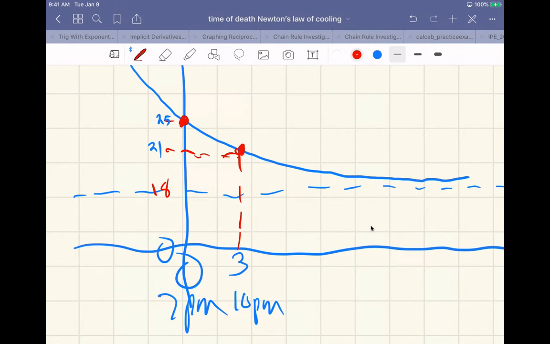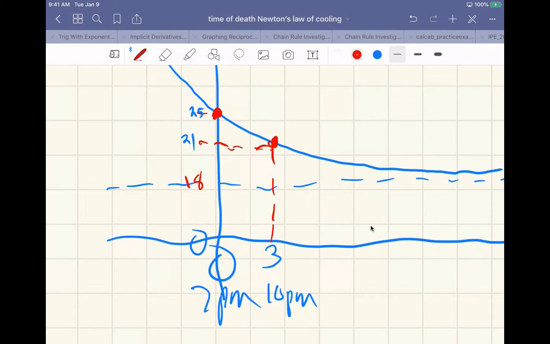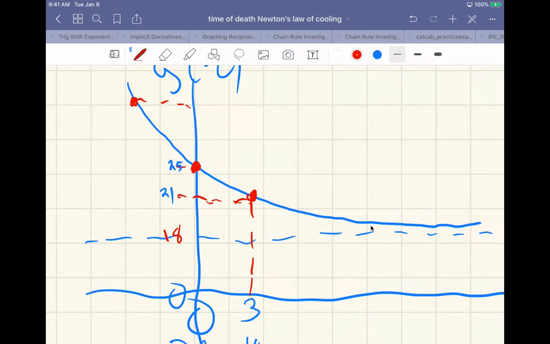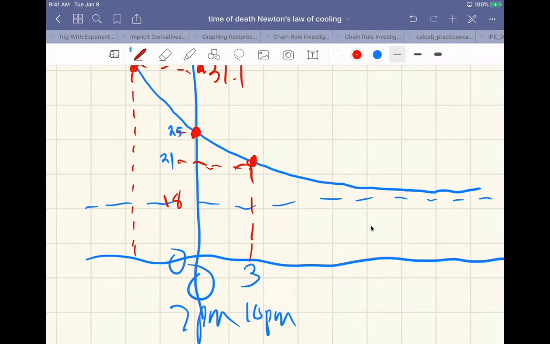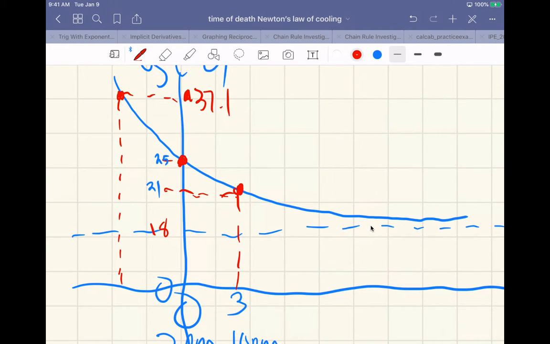Now, ultimately, what I'm going to be doing is going back in time from time 0 to get when that temperature was 37.1. And that will tell me how many hours before we took that first temperature the time of death occurred. Okay, so that's our scenario. So we've got two ordered pairs, one at (0, 25), a second one at (3, 21), and we've got an asymptote at 18.